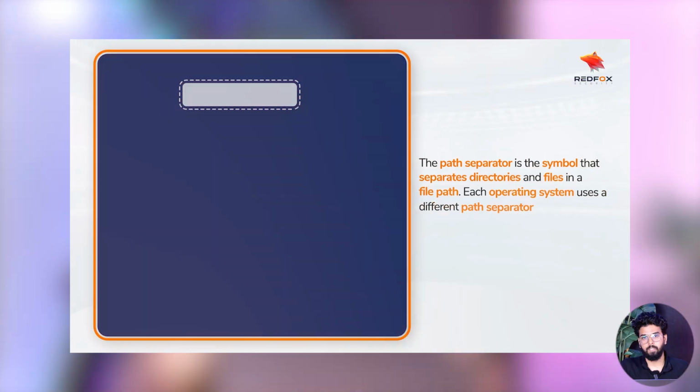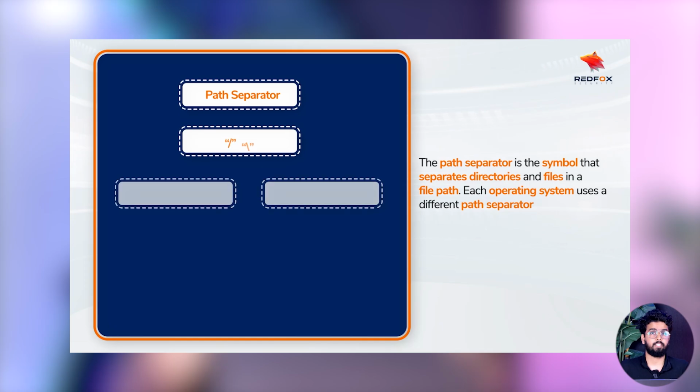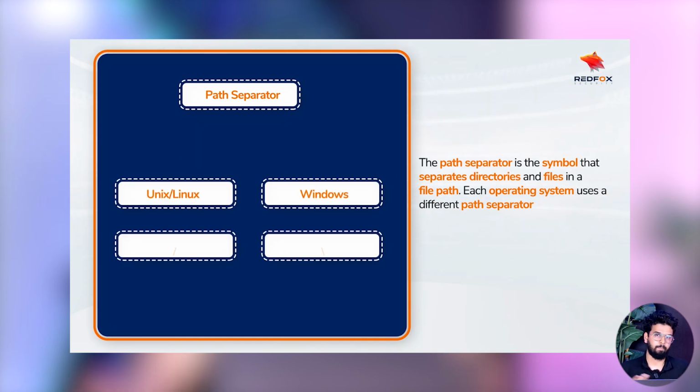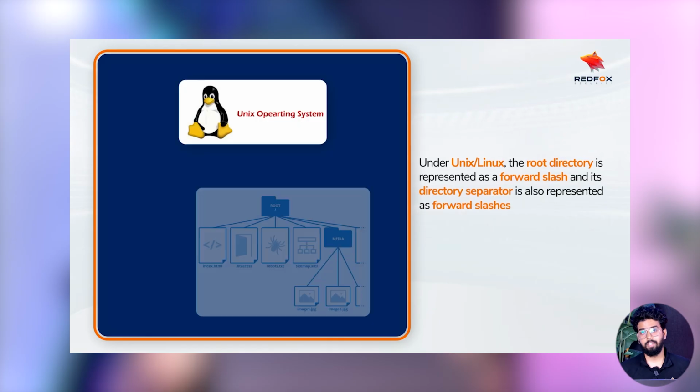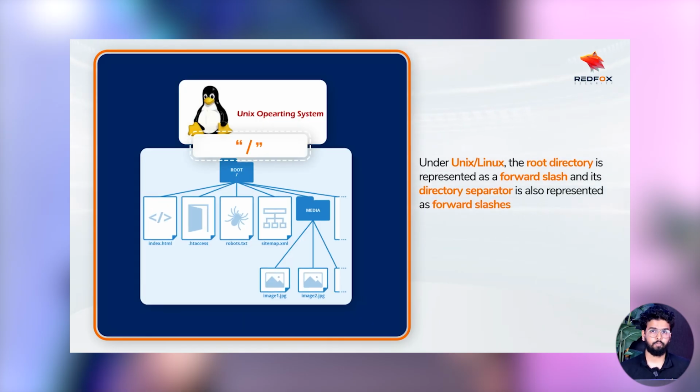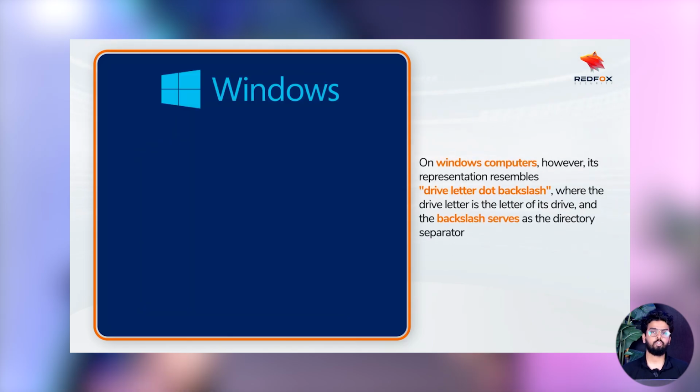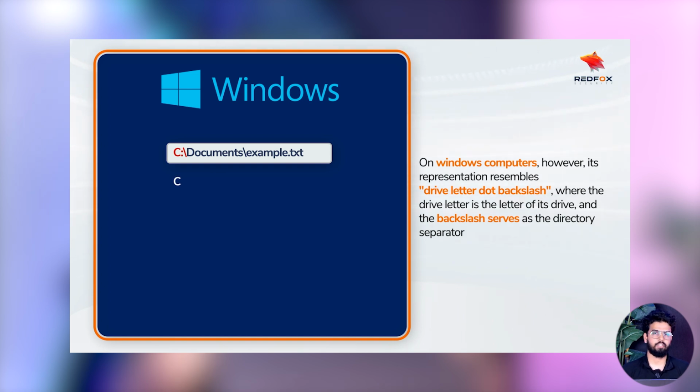Now let's talk about the path separator symbols which can be used for separating file paths. The path separator is the symbol that separates directories and files in a file path. Each operating system uses a different path separator. Under Unix/Linux, the root directory is represented as a / and its directory separator is also represented as /. On Windows computers, however, its representation resembles a drive letter, where the drive letter is the letter of its drive and a \ serves as the directory separator.